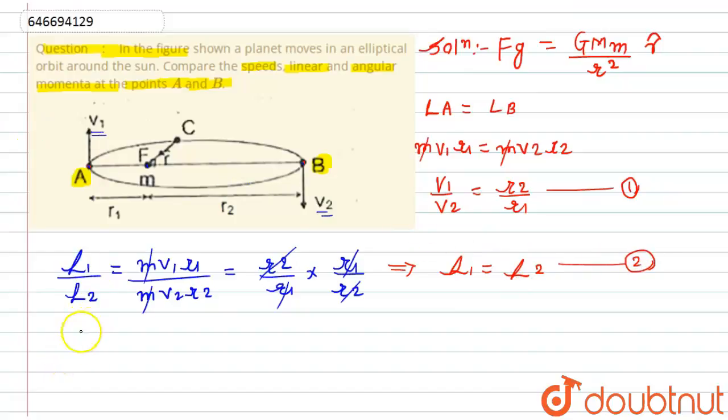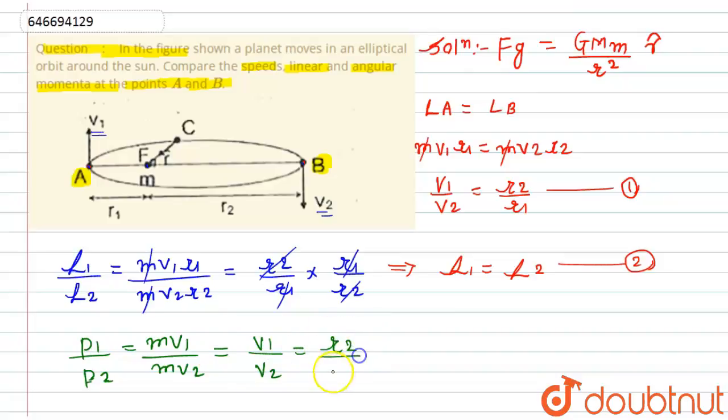Now for the third relation, we simply take the ratio of the linear momentum, which will be equal to mV1 divided by mV2. The m gets cancelled, and it simply becomes V1 by V2, or in the form of distance, it will be equal to R2 by R1. Okay, and here we got the third relation. So this is the required solution for this particular question.